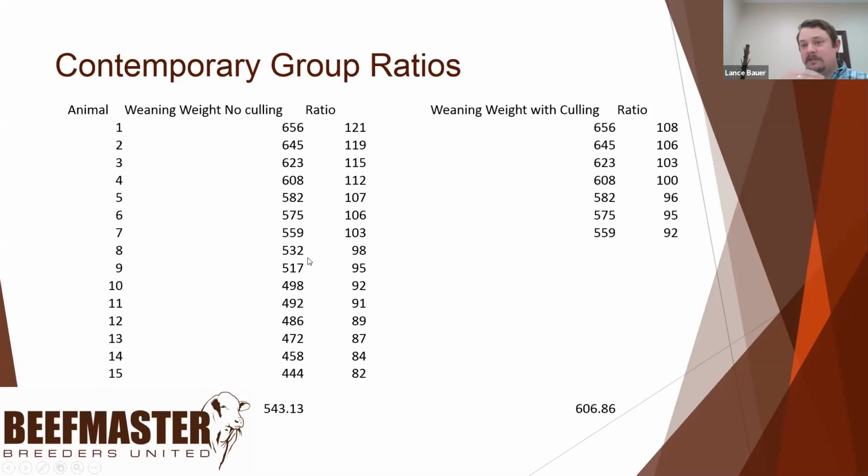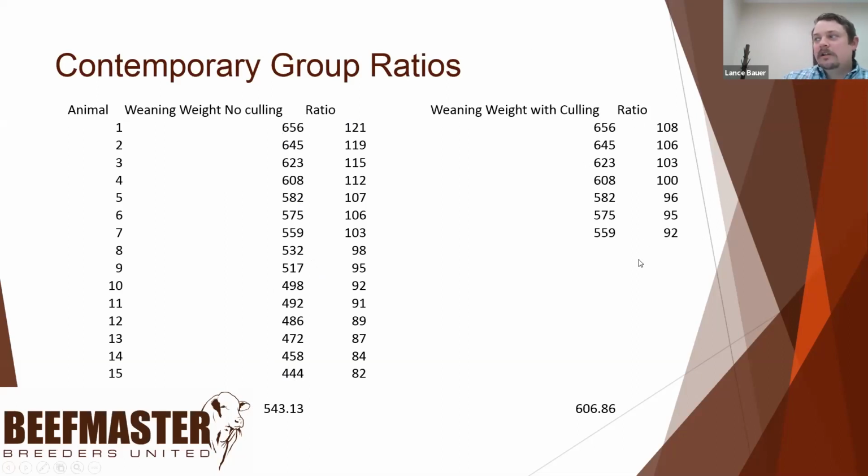You'll see an increase in the EPD of anything that has above 543 pound adjusted weaning weight in this contemporary group. Anything below, we'll see a little drop in the EPD. That base EPD is based on the parents and other animals that are related to that animal.